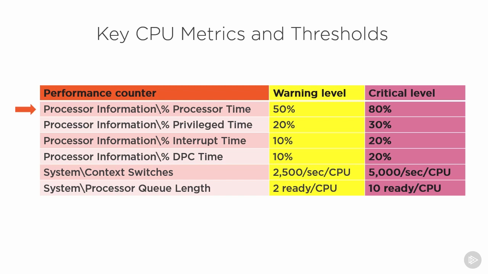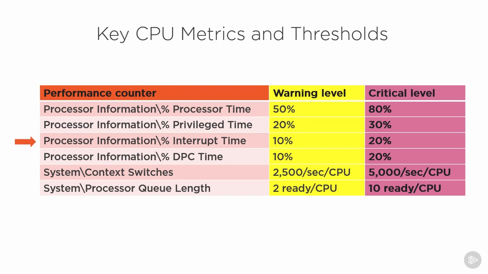We'll start out with the processor information, namely the processor time. When it reaches 50%, that's the warning level. When it reaches 80%, that is a critical saturation level, where it may be time to add more processors or enable hyperthreading.